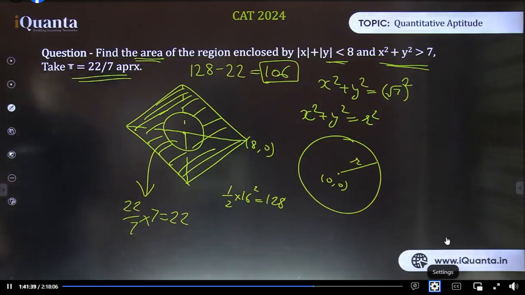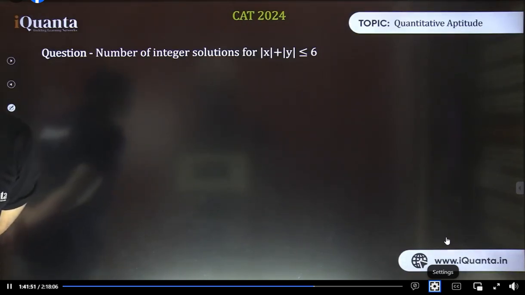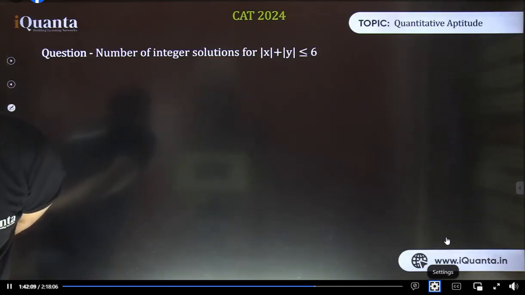I think enough of this modulus part. There are 2-3 more questions, by the way. This you can do easily, fast. Please answer. Next question: number of integer solutions for mod x plus mod y less than or equal to 6. Answer fast. Yes, 85 is the right answer, Aditya.